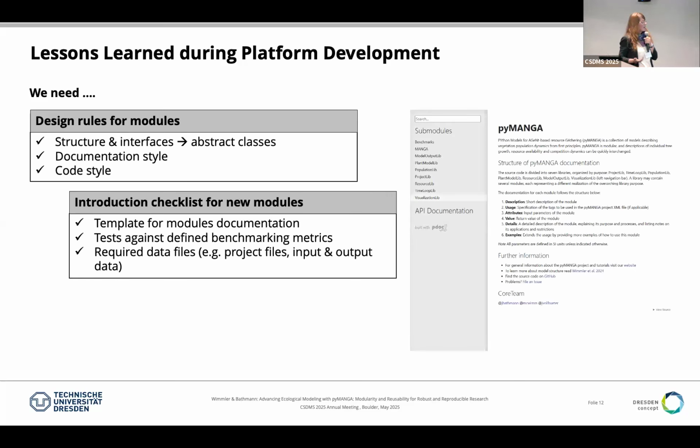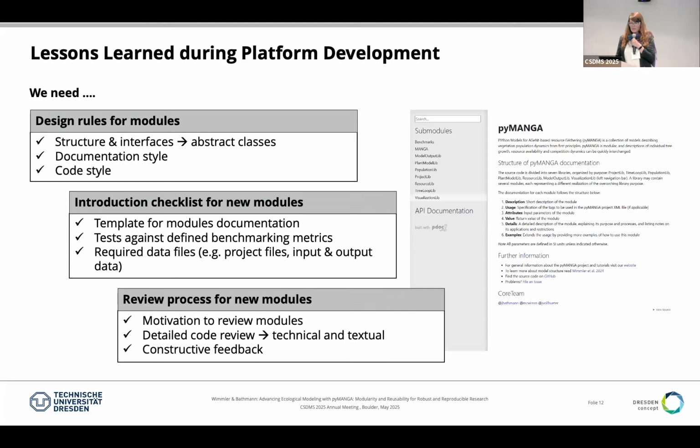Then we have a kind of checklist of requirements for introducing a new module. So each module should come with a human-friendly documentation following a specific template, and also, of course, with all the benchmarks and required input files. And last but not least, there's a review process. So there's a technical and textual review of new code.